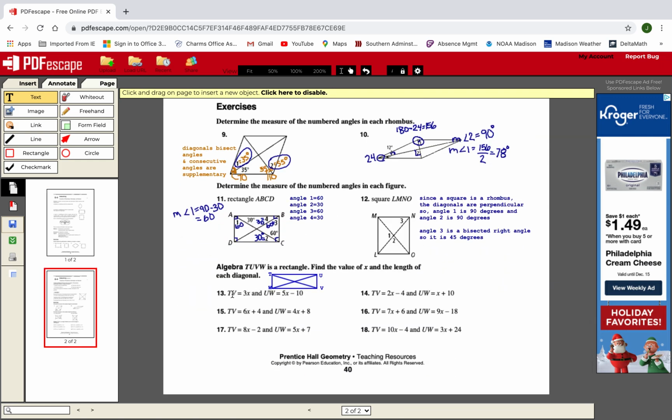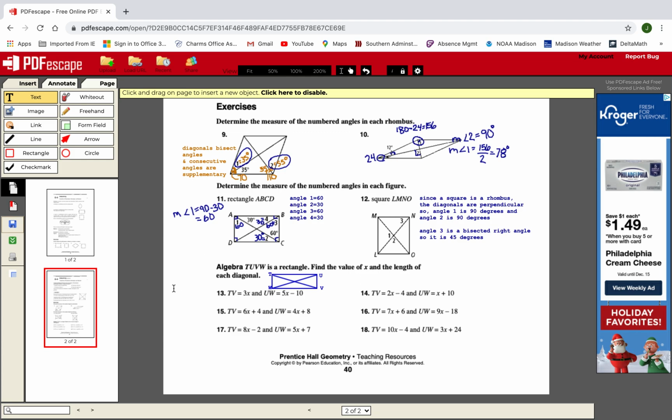So 13, do these all do the exact same thing? Okay, so these all give you an equation for diagonal TV and an equation for diagonal UW. All you have to do is set them equal to each other and solve for x. This is really just an exercise in making sure you know how to do algebra. But then it does say you want the length of the diagonal too, so we'll have to substitute that back in.